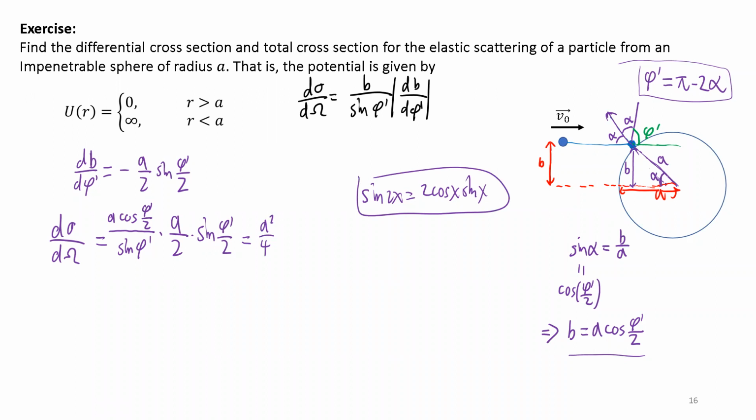And if you go ahead and find the total scattering cross-section, that's why this example is quite illustrative, as you will see the final result in a minute. So the total scattering cross-section is 2 pi times the integral of the differential cross-section.